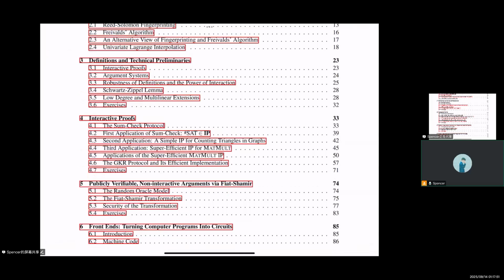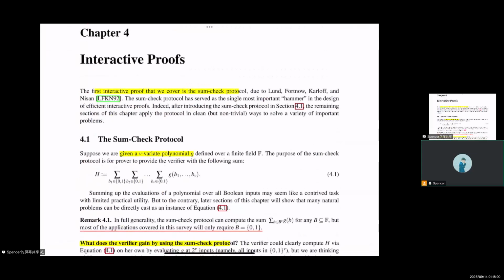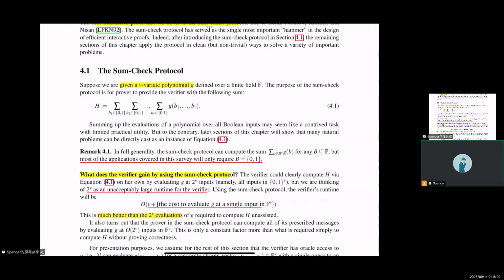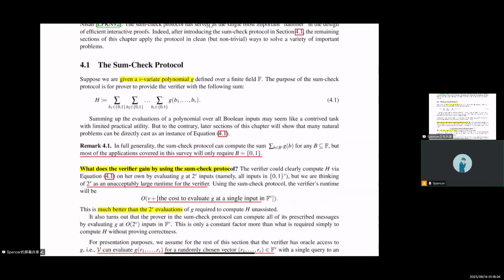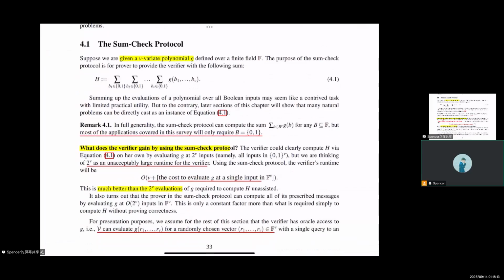So today, let's look at 4.1. The sum check protocol. We'll go into the details, to see how the prover sends his claim to the verifier and how the verifier verifies it step by step. First, suppose we are given a variate polynomial g defined over a finite field.